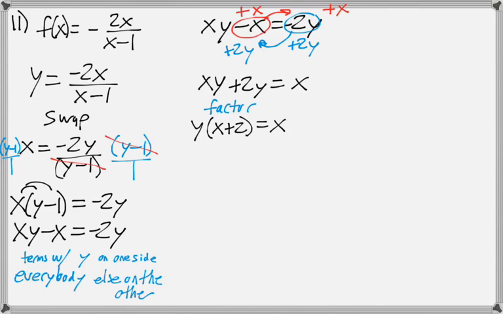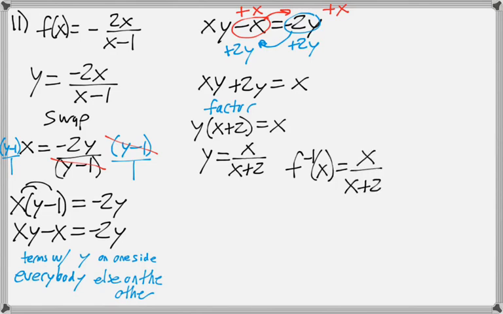And then our last step is going to be to move the x plus 2 to the other side. So if I divide both sides by x plus 2, so y is equal to x over x plus 2, or the inverse is equal to x over x plus 2. And that'll be our final answer.